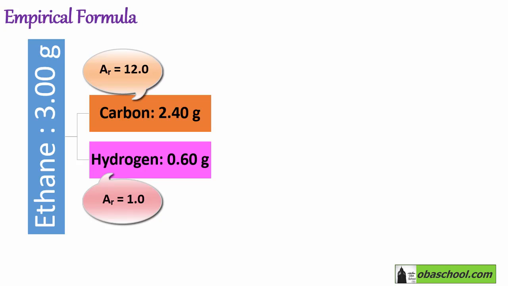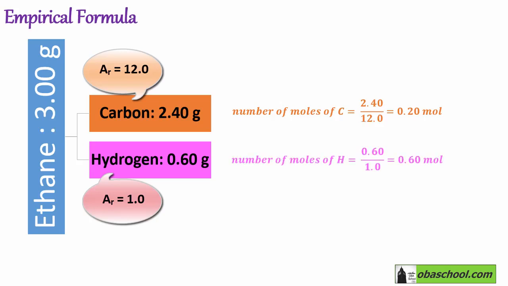To do so, we have to find the number of moles of each element. So the number of moles of carbon will be equal to the mass of carbon divided by its relative atomic mass. So we have 2.4 divided by 12, which is equal to 0.2 moles. On the other hand, the number of moles of hydrogen is equal to 0.6 divided by 1, which is equal to 0.6 mole. Now we will have to divide by the smallest number of moles, which is equal to 0.2.